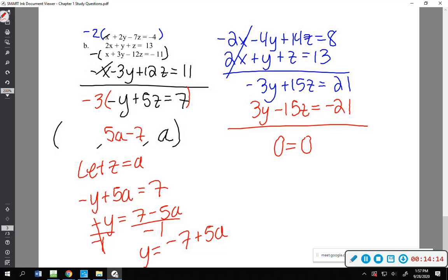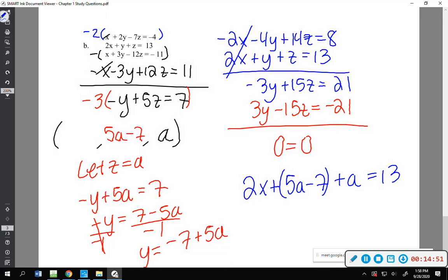So now we have z in terms of a, we have y in terms of a, and we just need the third one, which means that we're going to go up to one of our original equations. I think the second one probably looks easiest. So I'll plug these in, and we'll get x. So 2x plus y, which is 5a minus 7. And if this was a negative, you would need to distribute the negative. Okay? But since it's a plus, it's just plus. And then plus z, which is a, and that equals 13.